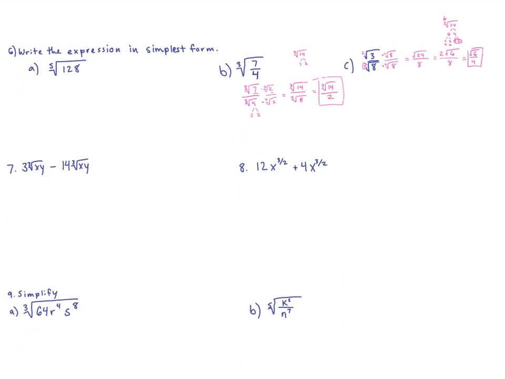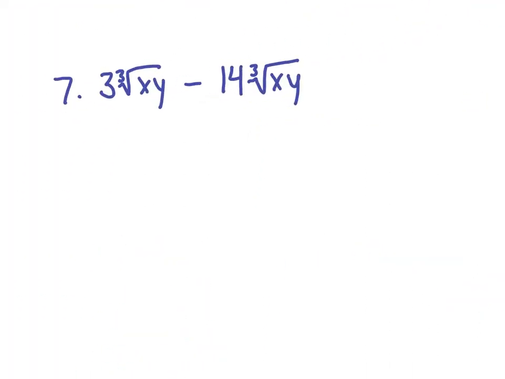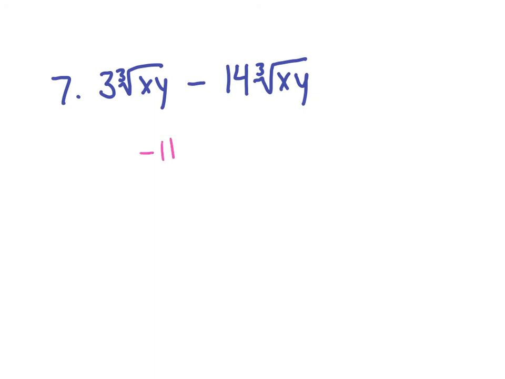All right, let's look at 7. How can we simplify this? How can we combine them? The 3 and 14. So what's 3 minus 14? Negative 11. And what comes after that?